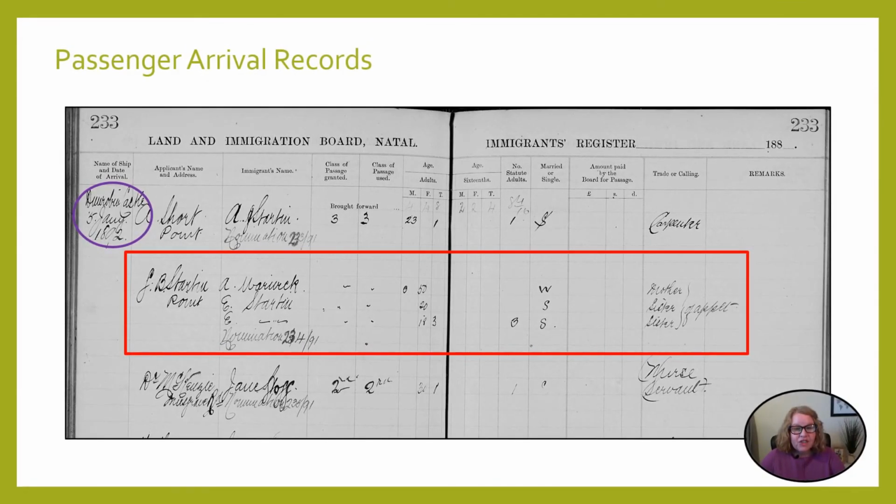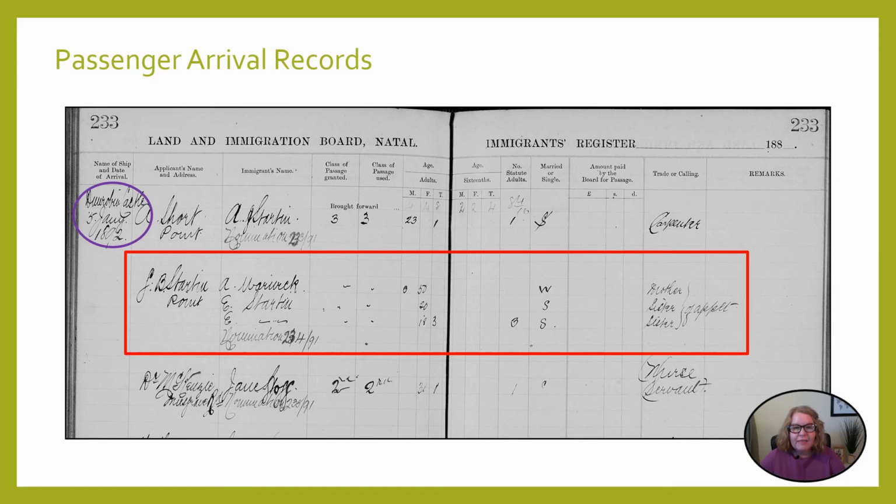FamilySearch also has passenger arrival records for Natal. These are registers in chronological order by date of arrival in Port Natal. So the earliest registers date from about 1845, and they were kept by the Natal Land and Immigration Board. Applicants who had applied for immigration on behalf of family or skilled workers were noted next to their names, the immigrants themselves, the ship that they arrived on. You can see that in the purple circle there. And this one is the Dun Robin. The class of passage, their ages and occupations were given too.